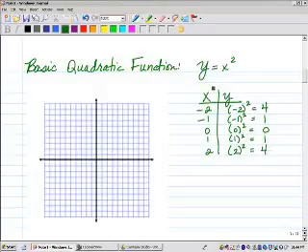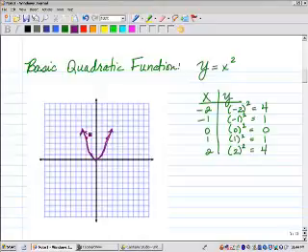So some ordered pairs that lie on the graph of this function are negative 2, 4. So if we go left 2 and up 4. Negative 1, 1. 0, 0. 1, 1. And then 2, 4. And if we connect these points, hard for me to do on the tablet, you would get a shape that looks like this, which is a parabola.